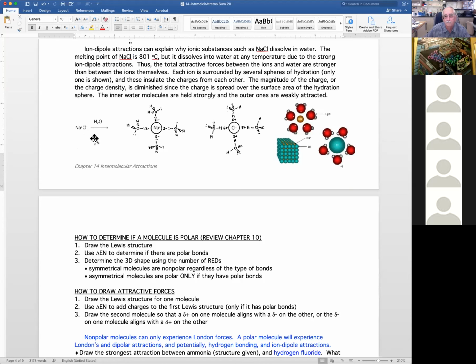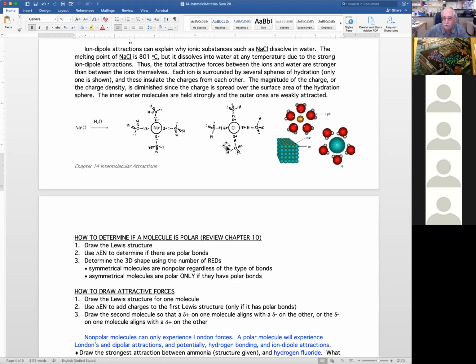Here's the reason why. The sodium gets surrounded by a layer of water molecules. So you see the partial positive being attracted to the full negative. This is an ion to dipole attraction. Look at the chloride. The partial positive of water is now attracted to the negative charge of the chloride ion. So you have a layer of water around here, a layer of water around here. So now look at this, the positive charge is now spread out over this huge sphere, and the negative one over this huge sphere.